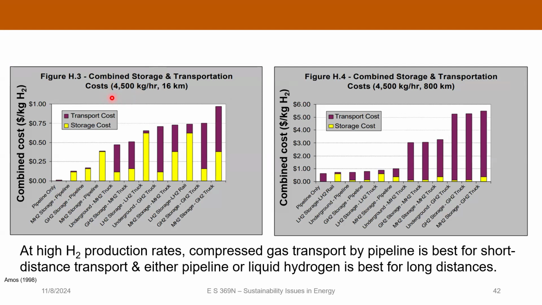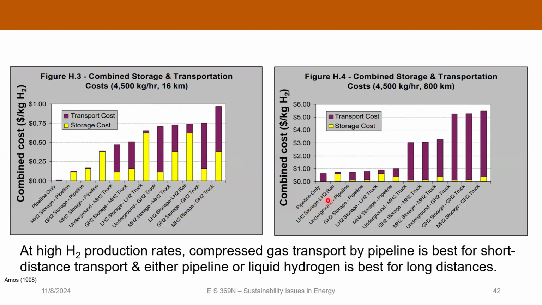Okay. Now this next slide, you can see that we've changed the production rate from 45 kilograms per hour to 4,500 kilograms per hour. So now we're making the hydrogen very, very fast. And in this case, it turns out for short distance transportation, the pipeline just sending off gaseous hydrogen is the cheapest option. Whereas transporting it by gas and storing it as a metal hydride is the more expensive one. That's for the short distance.